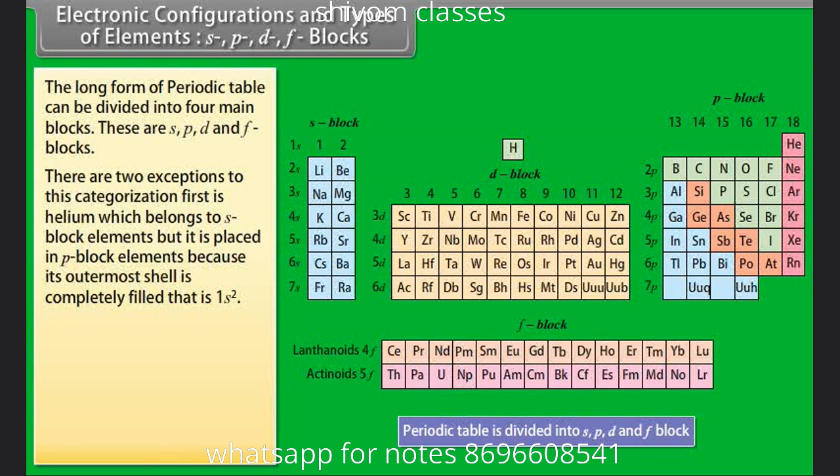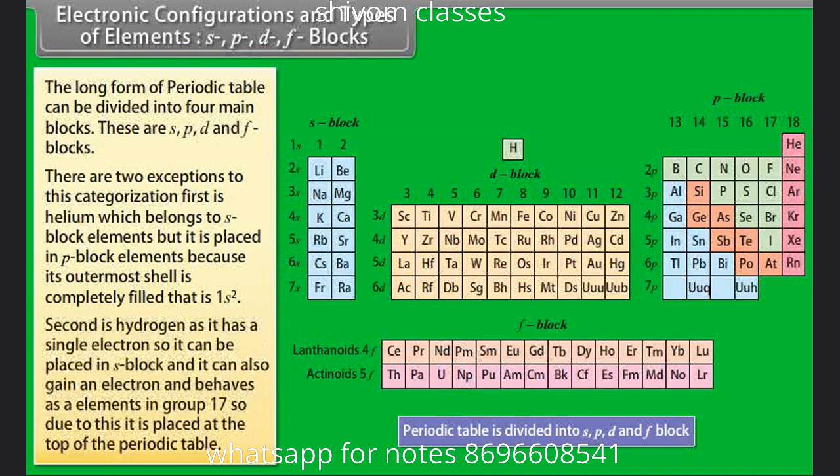There are 2 exceptions to this categorization. First is helium, which belongs to s block elements, but it is placed in p block elements because its outermost shell is completely filled, that is 1s2. Second is hydrogen. As it has a single electron, it can be placed in the s block, and it can also gain an electron and behave as elements in group 17. So, due to this, it is placed at the top of the periodic table.